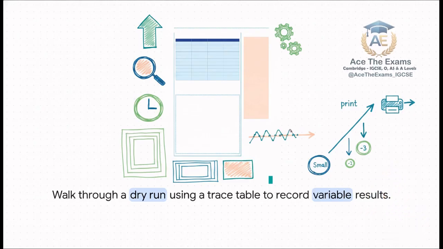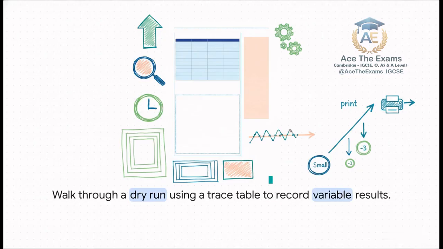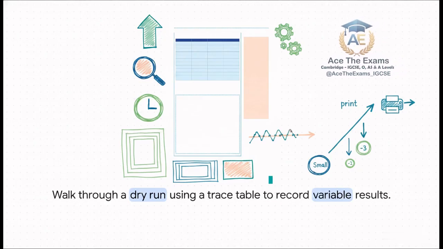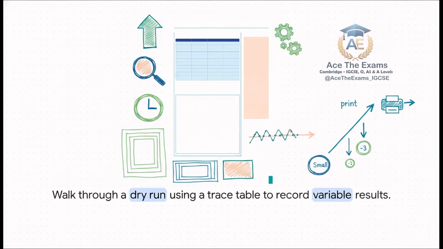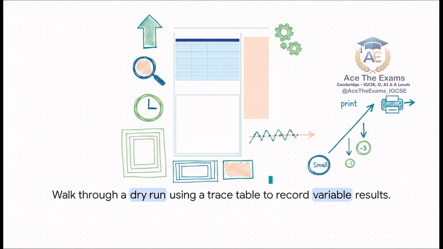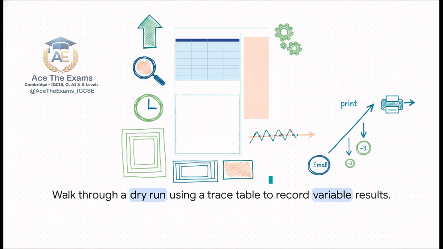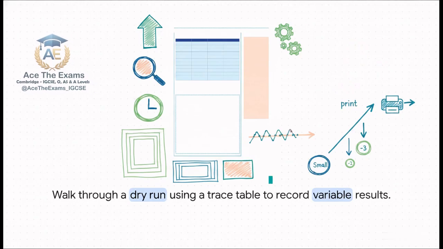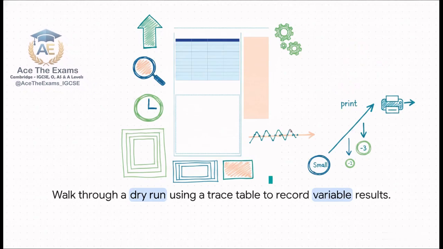In this trace table, let's say we are feeding the array data 7, 11, -3, and 9. Notice how the small variable updates. It starts at an extreme high of 10,000. Then it compares the first input, 7. 7 is smaller than 10,000, so small becomes 7 on a new line. Next loop, the input is 11. 11 is not smaller than 7, so small stays 7.